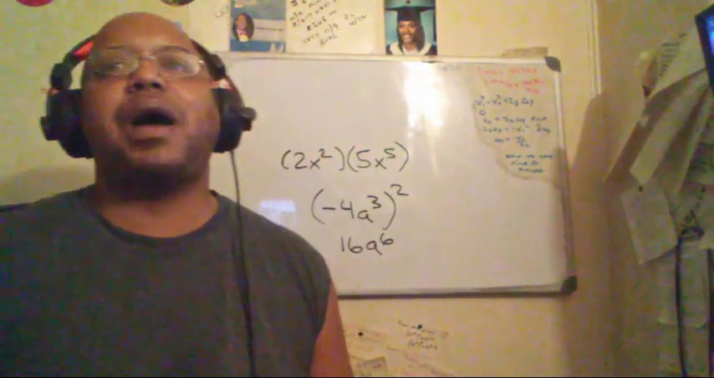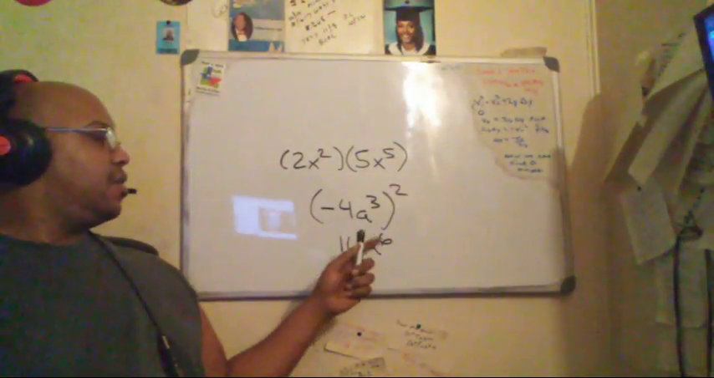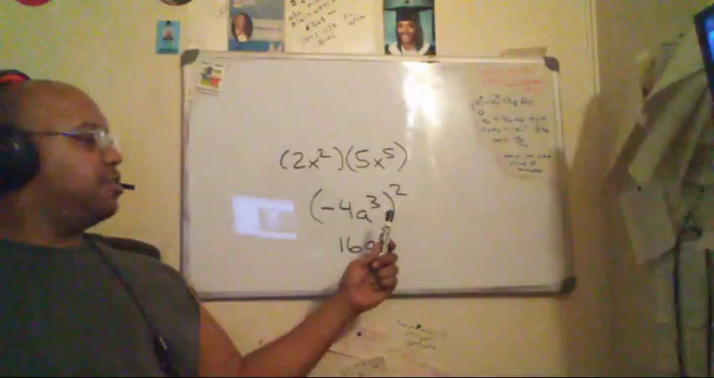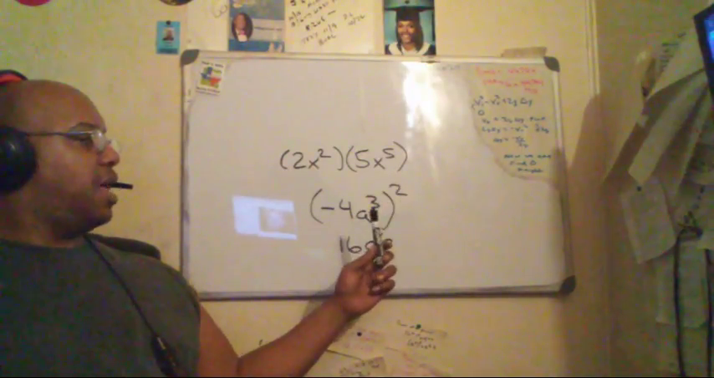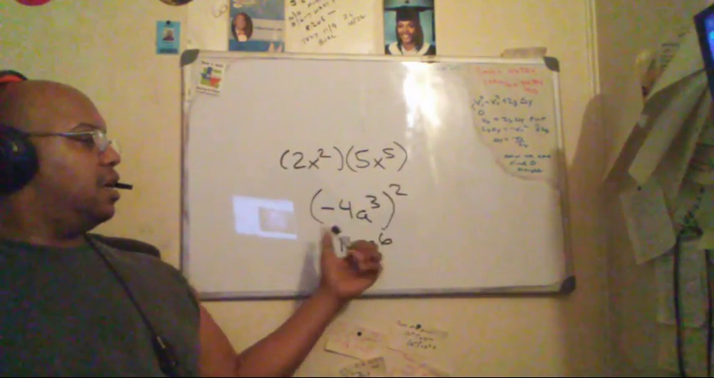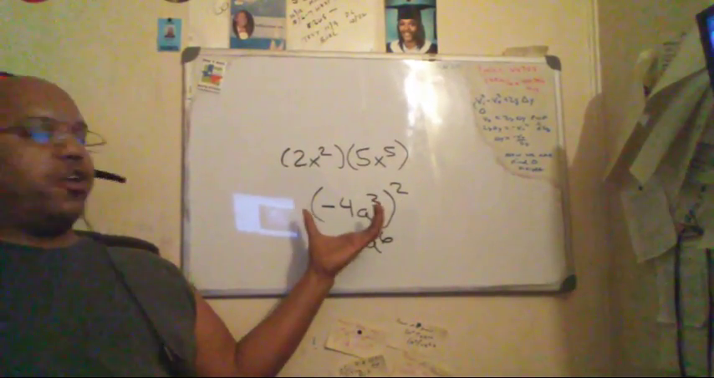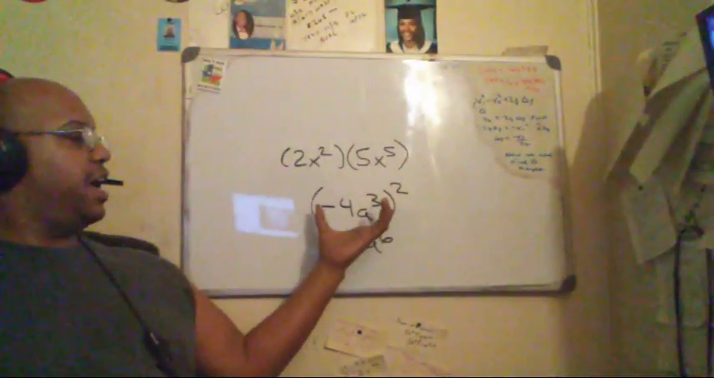That's just the power of a power rule. Okay, this is what we call a power of a power. So here's a power, and there's a power. So they're just multiplied. You got to understand that this parentheses is a container. All right, it's a container.